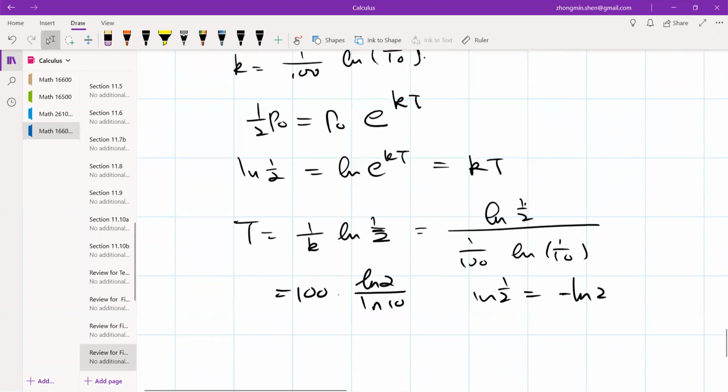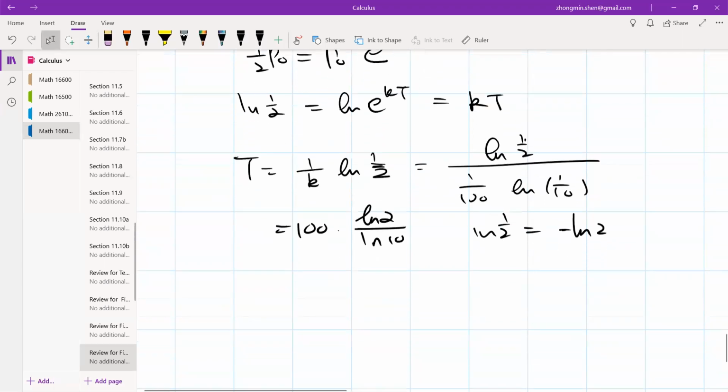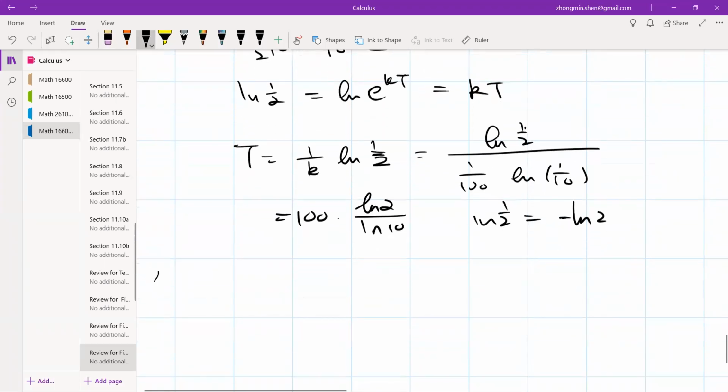Some more chapter 11 stuff, like convergence, divergence. Okay. So I will ask you to look at this. This is sine of n squared plus 1, over n squared plus 1. So tell me whether this is convergent or divergent.